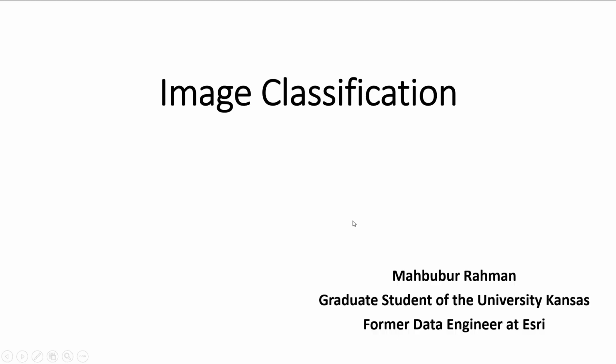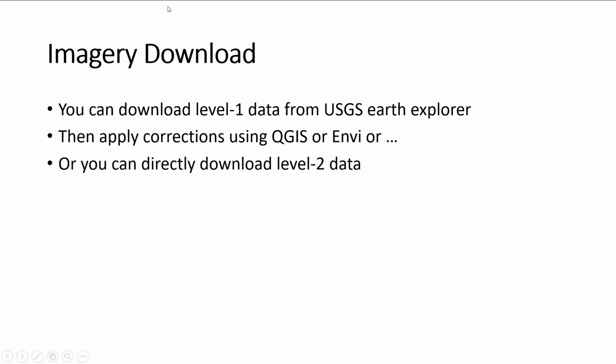Before we do that, at first we need imagery to classify. So you can download Landsat or Sentinel level 1 data. In the case of Landsat, you need USGS, while in the case of Sentinel 1 or 2, you will have to use Copernicus Open Access Hub, I think the name is.